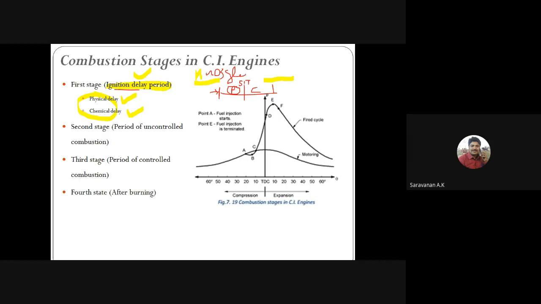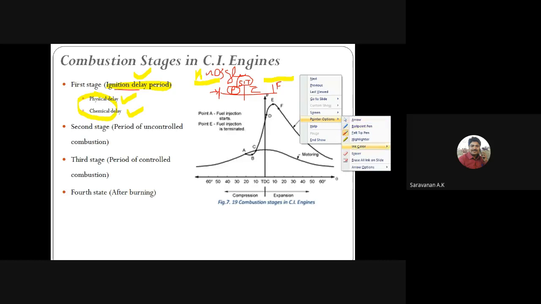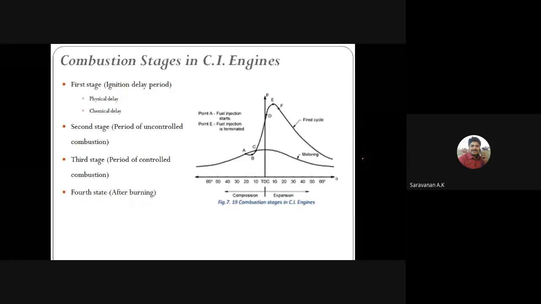Once it attains the self ignition temperature, what will happen? It will auto ignite. After the physical delay is over, the chemical delay occurs. The chemical delay means the fuel has to auto ignite and the flame has to appear. That time period is called the chemical delay. So it's an important 2 mark question. You may remember this one: what is ignition delay period, what is physical delay and what is chemical delay.